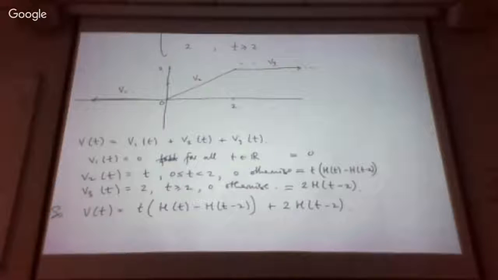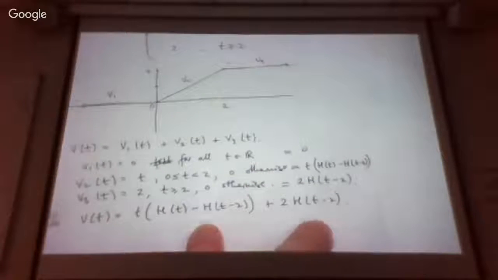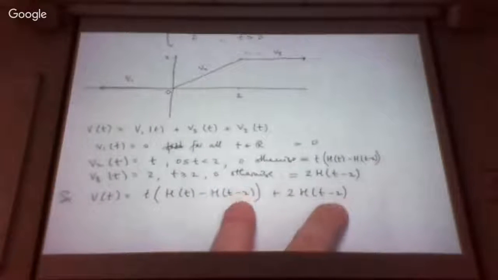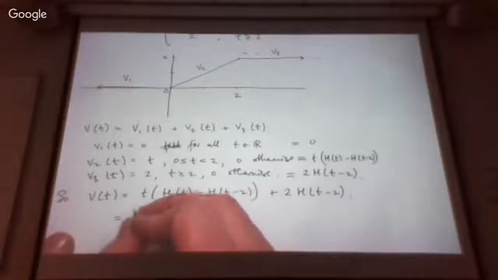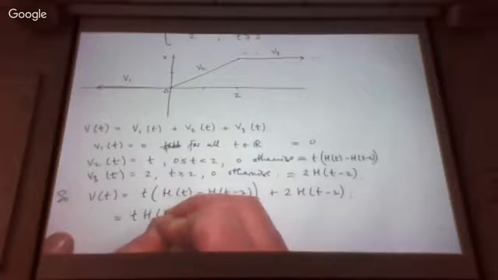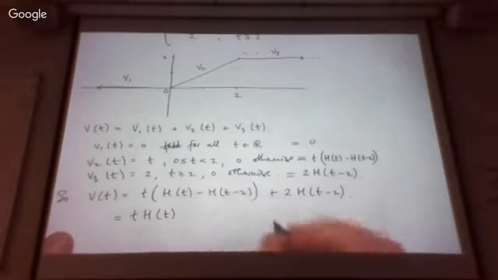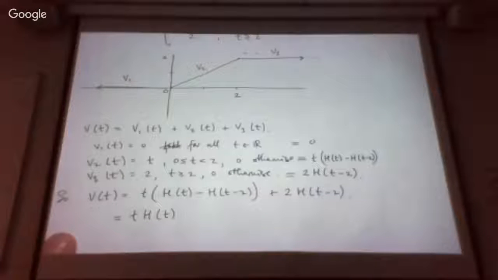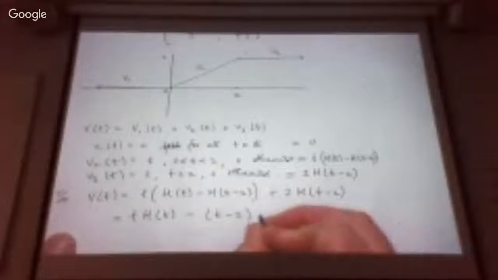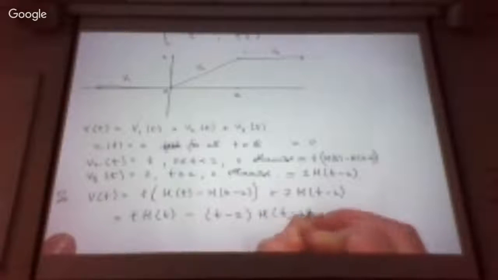And the fact you've got the same Heaviside function here in two places, you might want to rearrange that as t times h of t, and then another factor with h of t minus 2, and you could express that as minus h of t minus 2 times t minus 2.